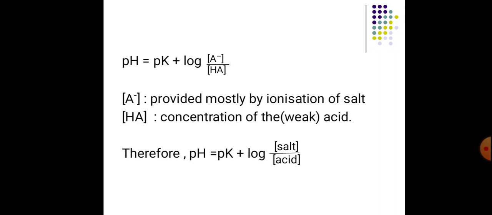Okay, this is the Henderson-Hasselbalch equation. pH is equal to pK plus log A by HA, where A is provided mostly by the ionization of the salt and HA is the concentration of weak acid. Therefore, pH is equal to pK plus log salt by acid. Hope it's clear.